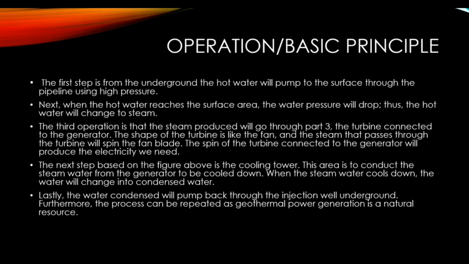The next step, based on the figure above, is the cooling tower. This area is where the steam from the generator is cooled down. When the steam cools down, it will change into condensed water. Lastly, the condensed water will be pumped back through the injection well underground. Furthermore, the process can be repeated as geothermal power generation uses natural resources.